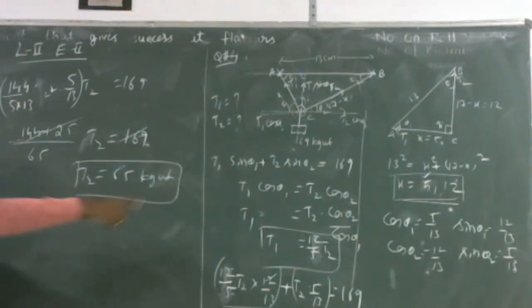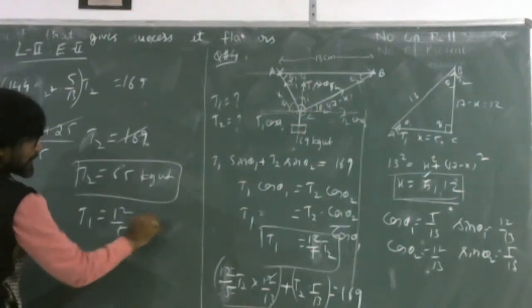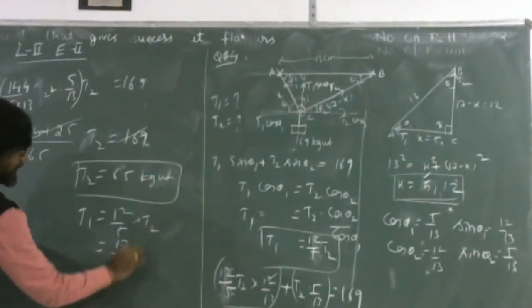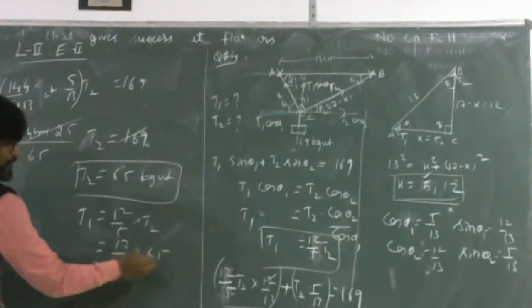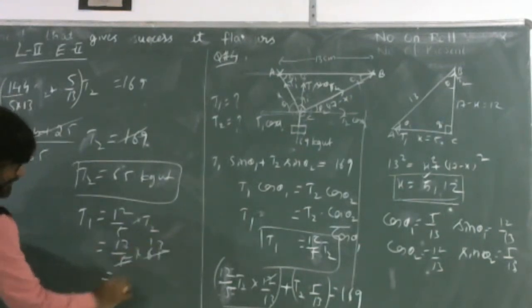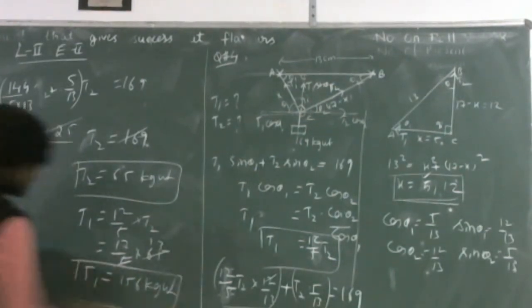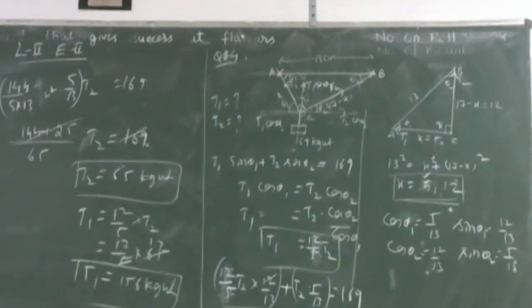Once you know T2, you can find T1. T1 is equal to 12 by 5 into T2. So it is 12 by 5 into 65. How much? 5 thirteens, 5 threes. 156 kg weight is T1. So this is how you have to calculate and work out this kind of questions. Got it?